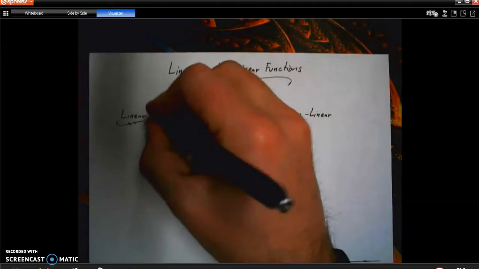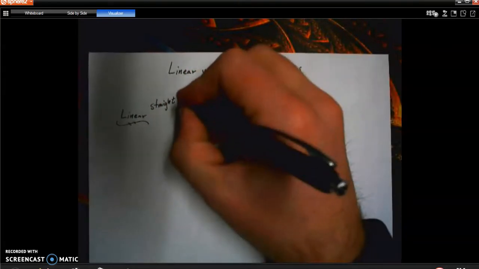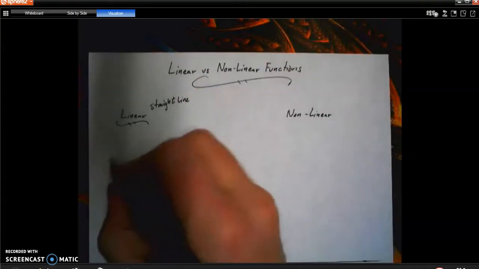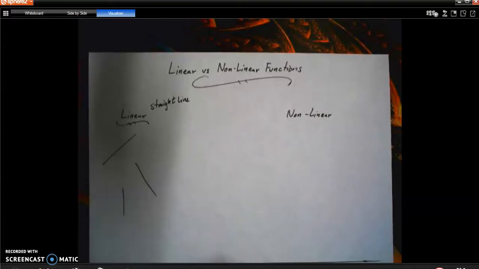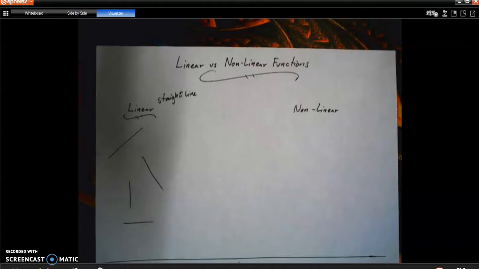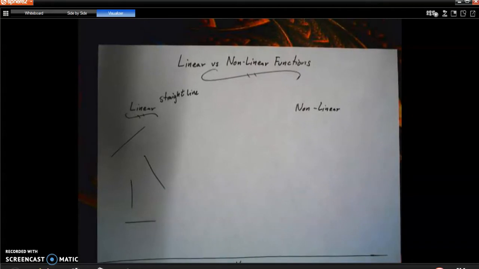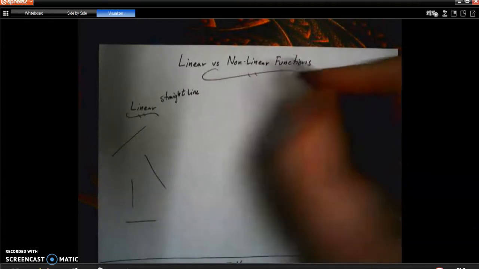Basically, it's a straight line. Okay, it can go either direction. It can go up, it can go down, it can go straight up and down, it can go straight, you know, left to right. It doesn't matter. All that matters is that it's a straight line. That's what linear means. So a linear function is a function of a line.